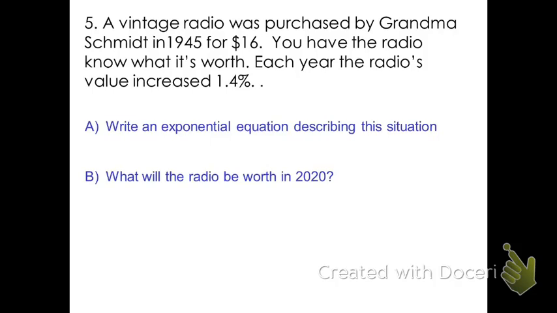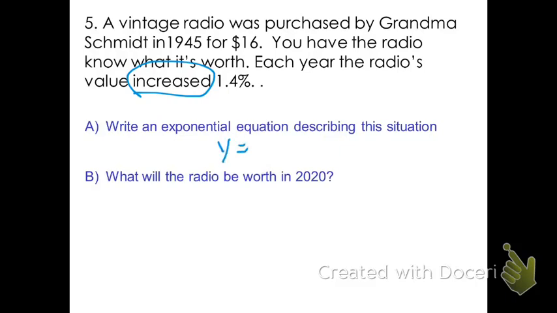All right. So number 5, a vintage radio was purchased by Grandma Schmidt in 1945 for $16. She still has the radio. Each year the radio's value increased by 1.4%. Okay, same thing we just did for the other one, right? This is again an increase, so we know it's going to be growth. But if you have, for example, a decay one, go by the same thing. You're just going to subtract for your rate.